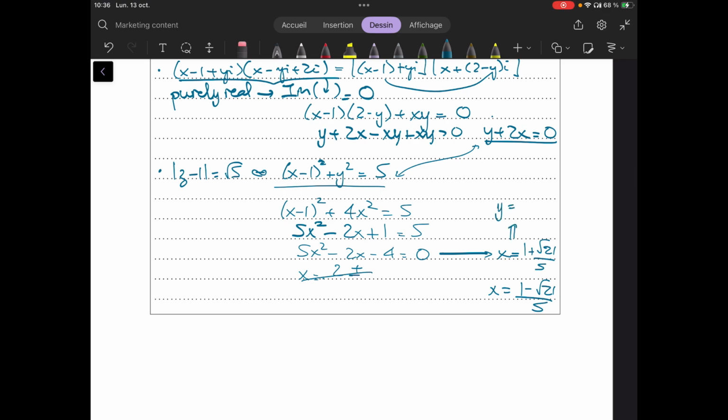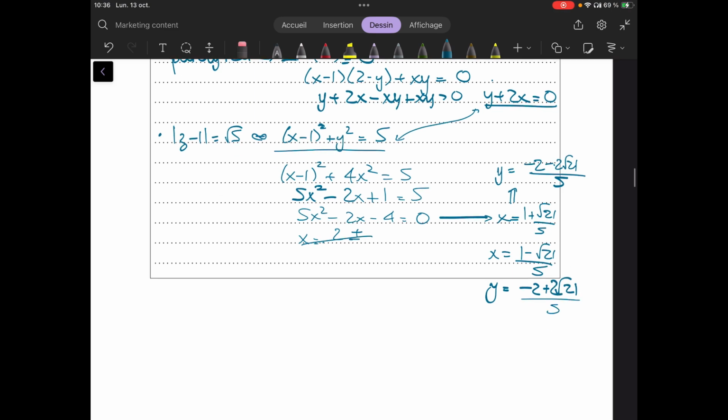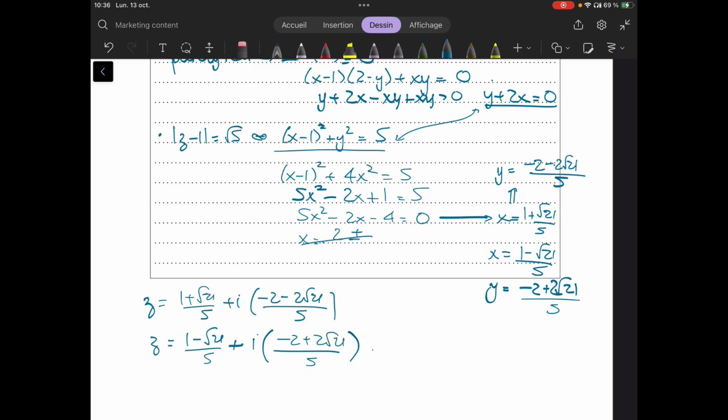Thus, the value of y would be negative 2x. So minus 2 root 21 by 5, or minus 2 plus 2 root 21 by 5. And the complex numbers are therefore this guy, or that guy. And this is the end of the question.